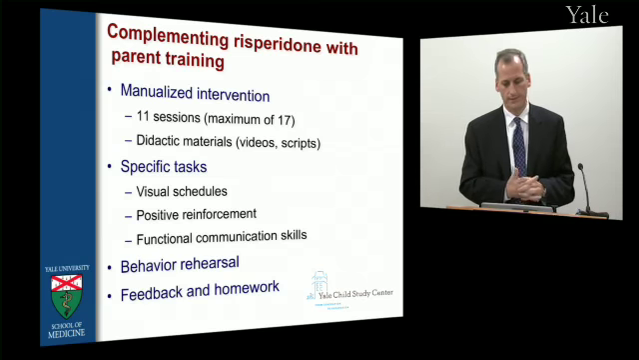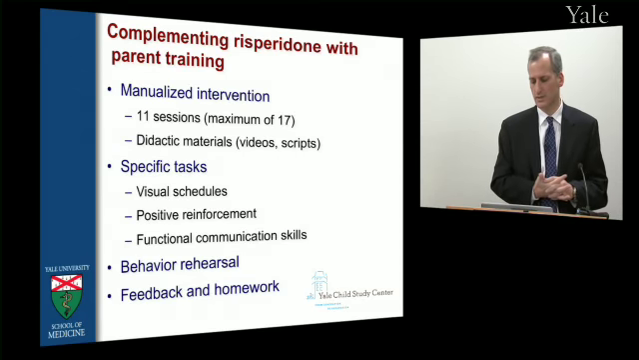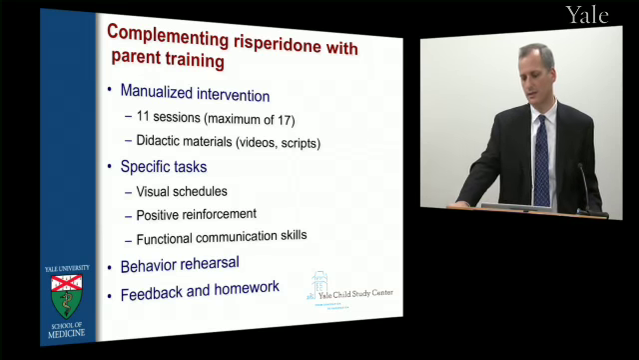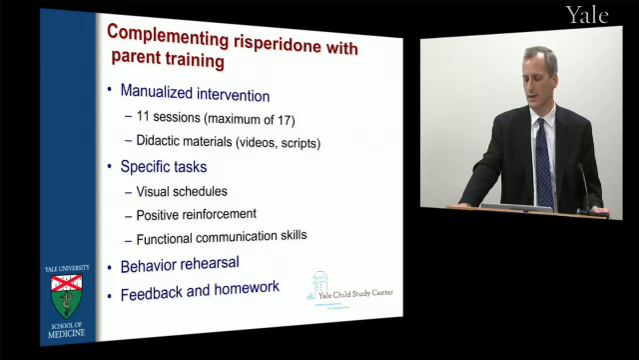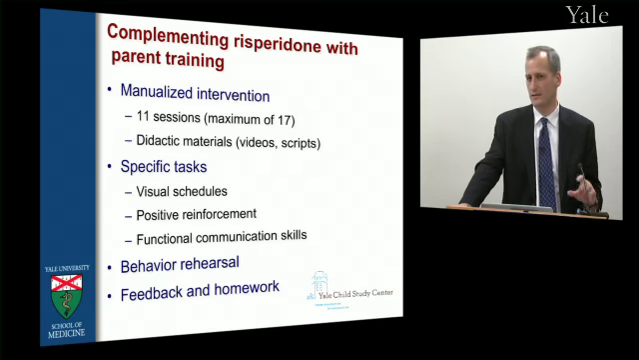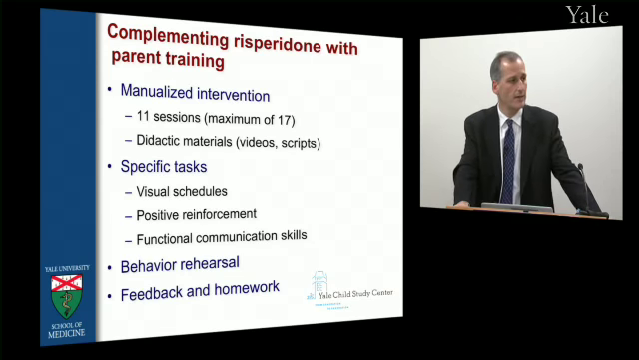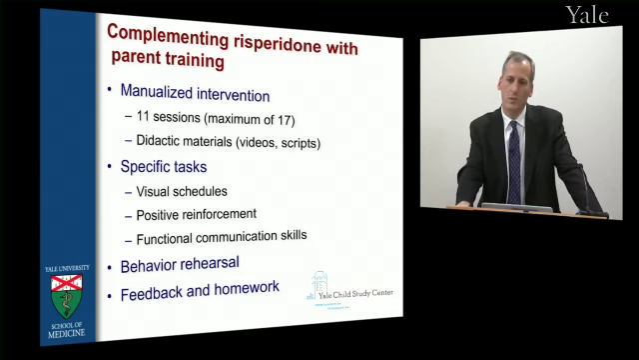So what next? Well, one of the things, and this is really brand new information that was just published this month, again, Larry Scahill here and some of his colleagues have taken the lead in this, is that risperidone should not be used alone. And what they have done is experimentally looking at this. Can we complement a medication such as risperidone with psychosocial interventions, in this case with a structured parent training?